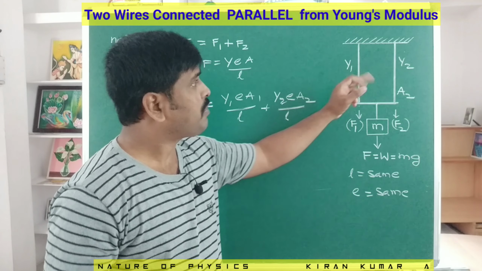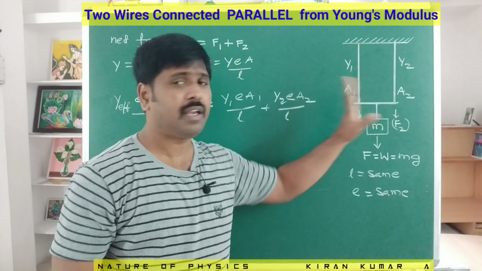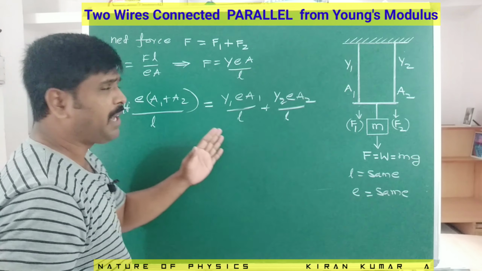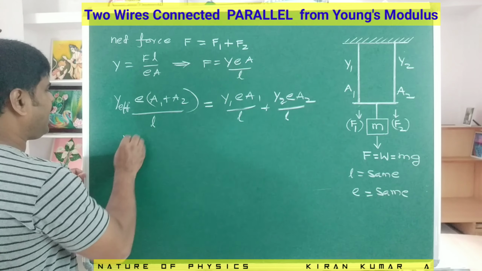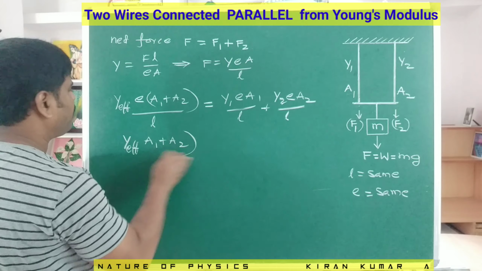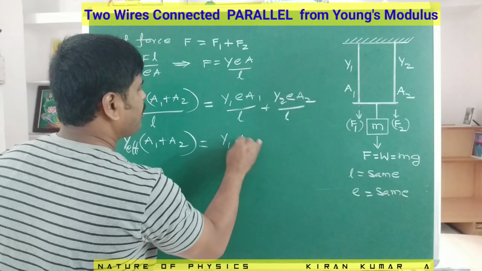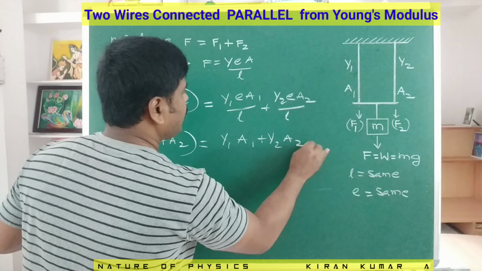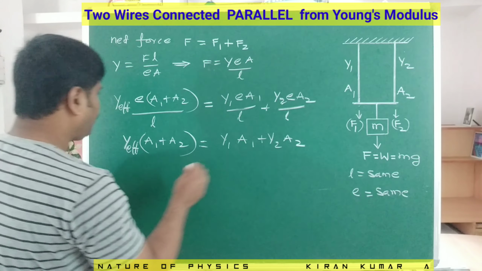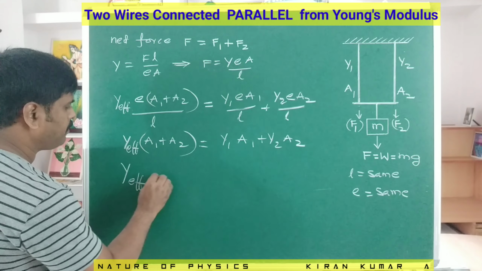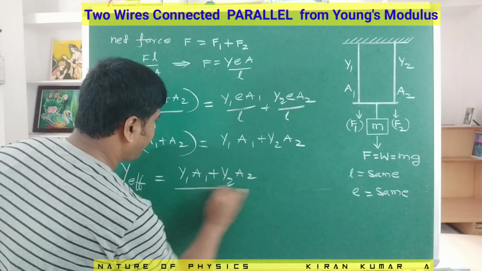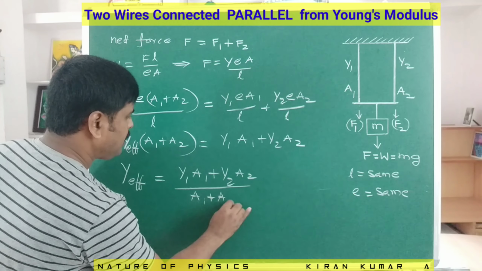Young's modulus, first one is Y1, second one is Y2, area is A1 and area is A2 respectively. So now here E by L is common and cancels on both sides. So Y effective into A1 plus A2 is equal to Y1 A1 plus Y2 A2. E by L is common and cancels on both the LHS and RHS. So now Y effective is equal to Y1 A1 plus Y2 A2 divided by A1 plus A2.